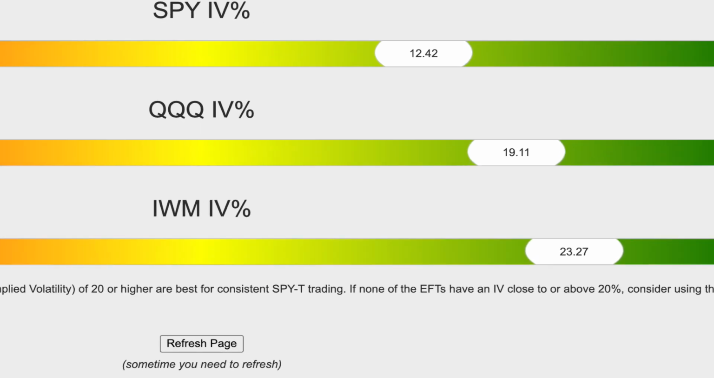Now, we often like to use QQQ, and that tends to sync with SPY. We also use IWM, and that doesn't always sync with SPY, but it has more volatility, and that's why we've been using it more as of late.